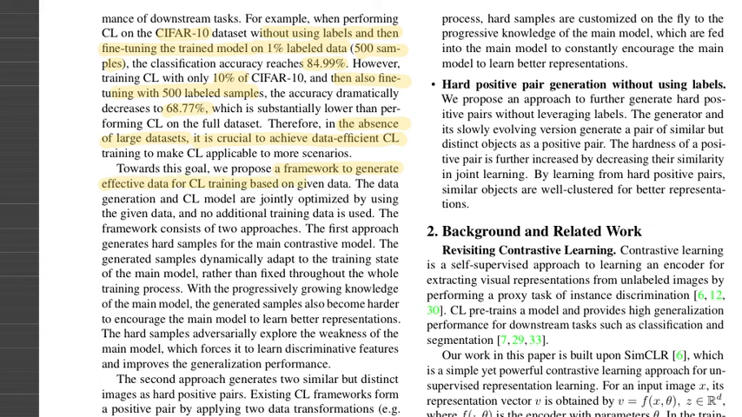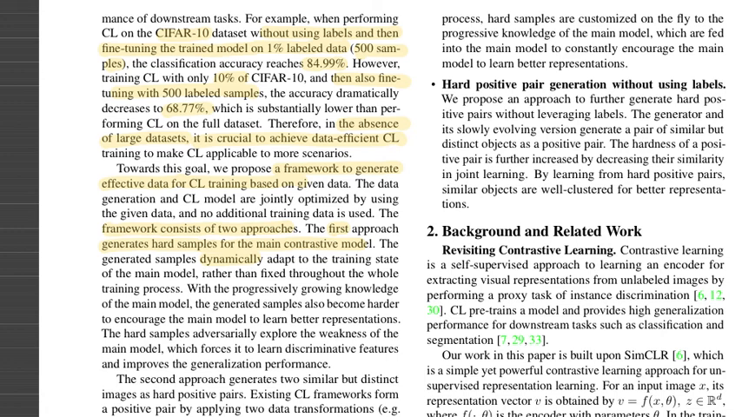Let's go through the overview of this approach. Their framework consists of 2 approaches. The first one generates hard samples for the main model. These samples dynamically adapt to the training state of the main model. So they are not just some fixed hard examples.